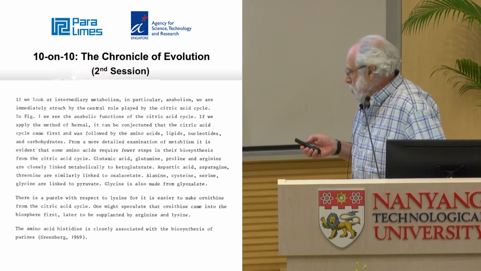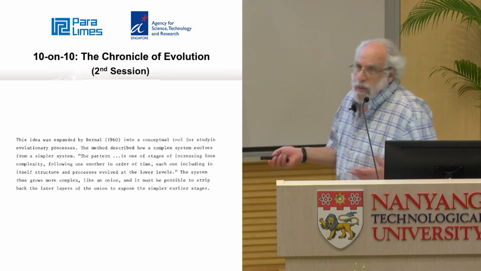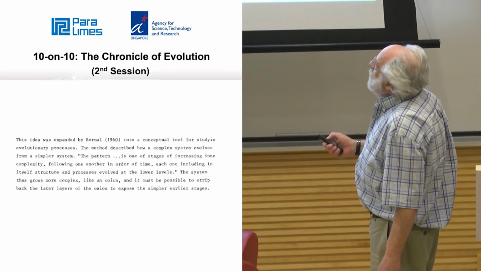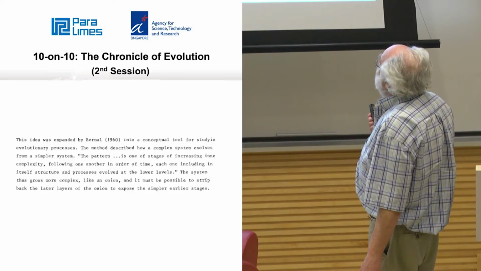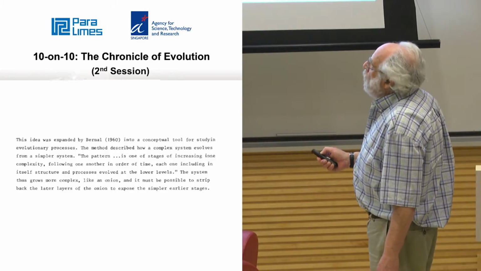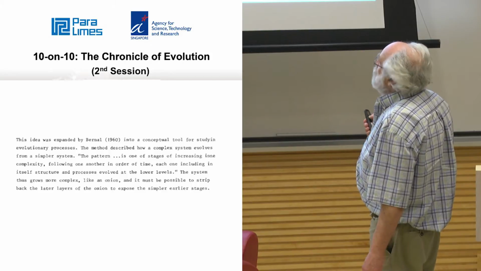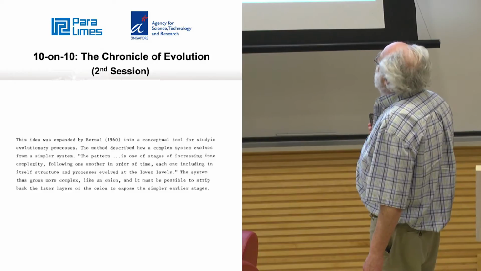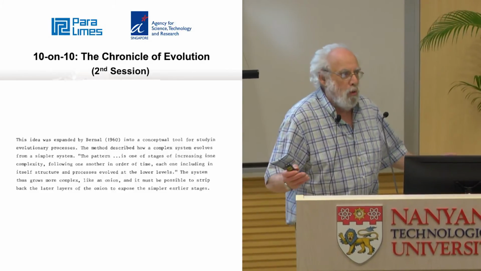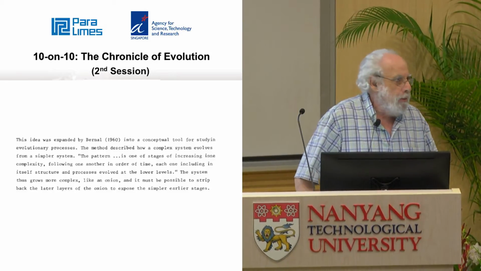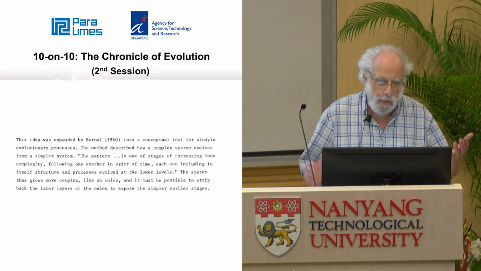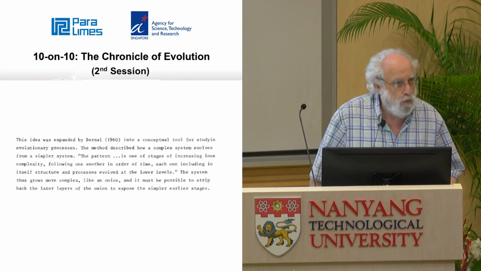Okay, so what did Bernal say? And the idea is exactly what I just said to you. He said the method describes a complex system evolved from a simpler system. The pattern is one of stages of increasing inner complexity followed by one another in order of time, one including itself structure and processes evolved at the lower levels. The system thus grows more complex like an onion, and it must be possible to strip back the layers of the onion to include the simpler stages. So to solve the origin of life, strip back the genetic code, strip back metabolism, and then hope that clays will evolve it for you.